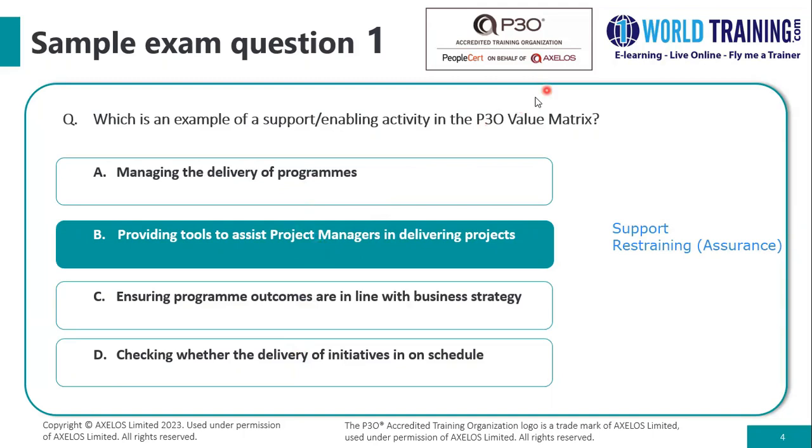I would request you to revisit the matrix once again and look into what exactly are the two key functions of a P3O: support/enabling and restraining/assurance functions. Let's move on to question number 2, please.